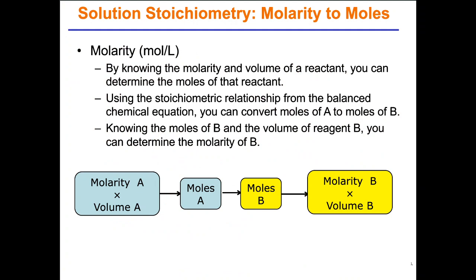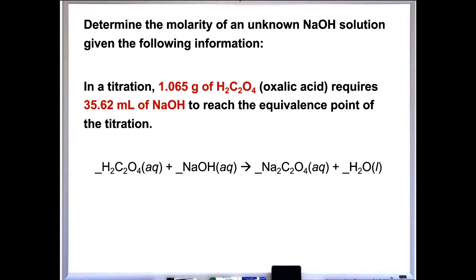Okay, so coming back to using molarity in a problem where we're trying to do something quantitative. It says by knowing the molarity and volume of a reactant, you can determine the moles of that reactant, just like we did before. Using the stoichiometric relationship, the molar ratio, from the balanced chemical equation, you can convert moles of A to moles of B. And knowing the moles of B and the volume of reagent B, you can determine the molarity of B. In other words, we can go from a molarity, convert to moles, use our molar ratio, go to moles of B, and then go back to a molarity of B, if we so chose.